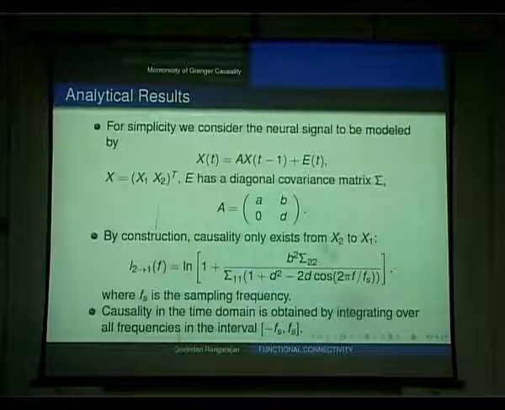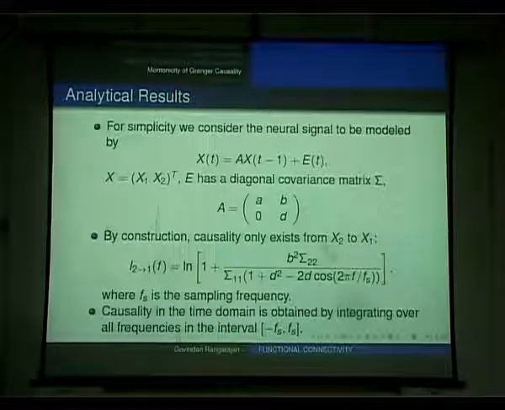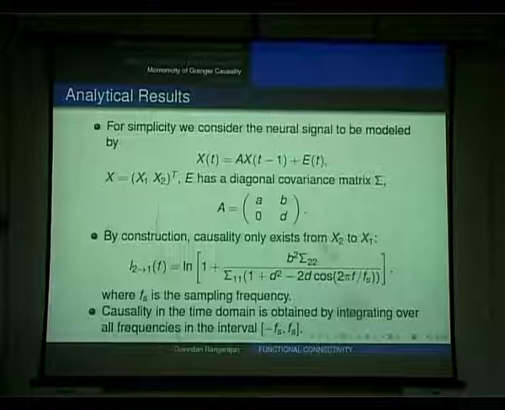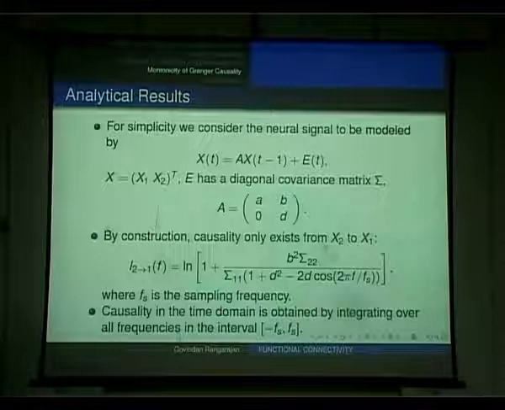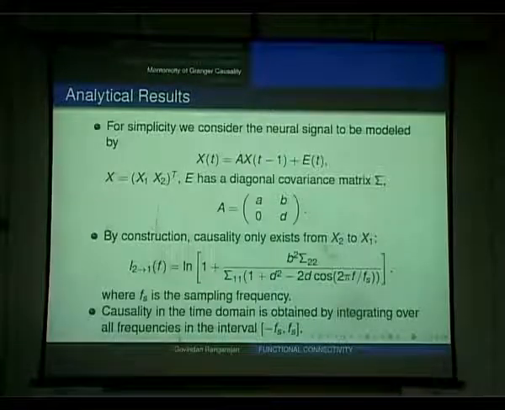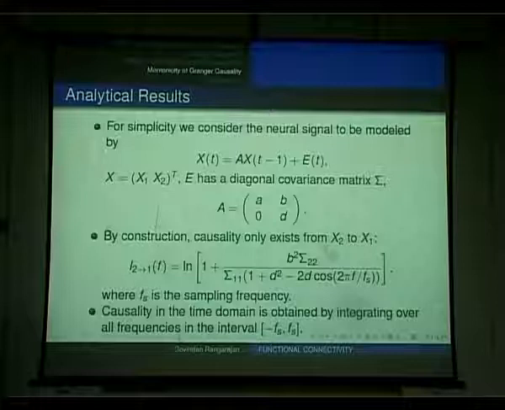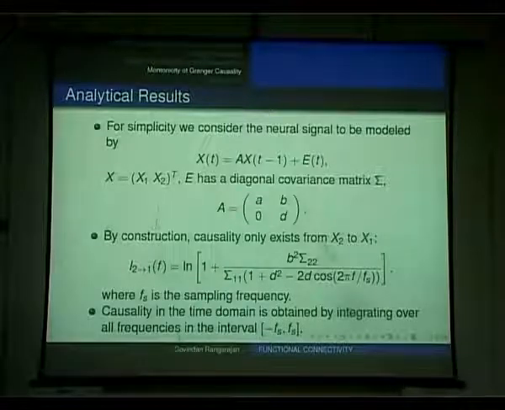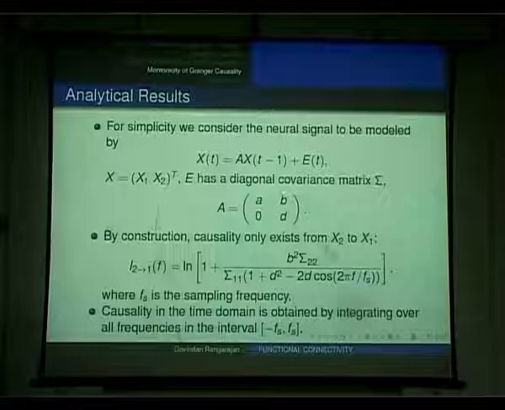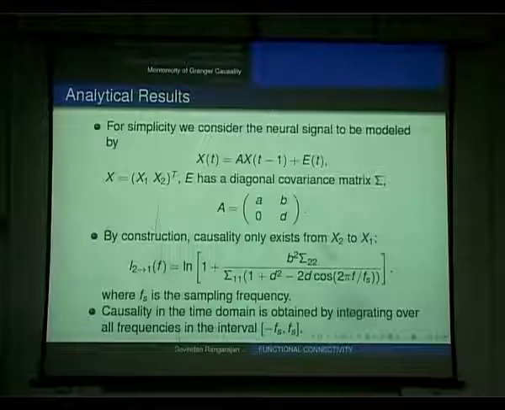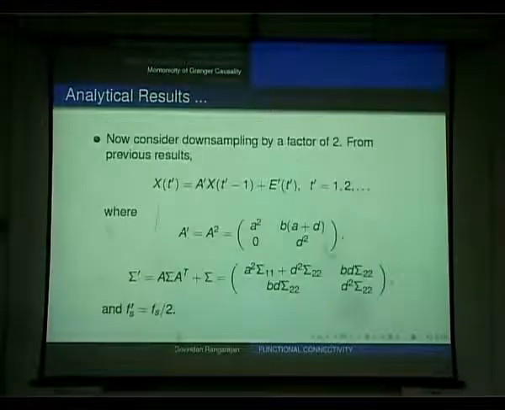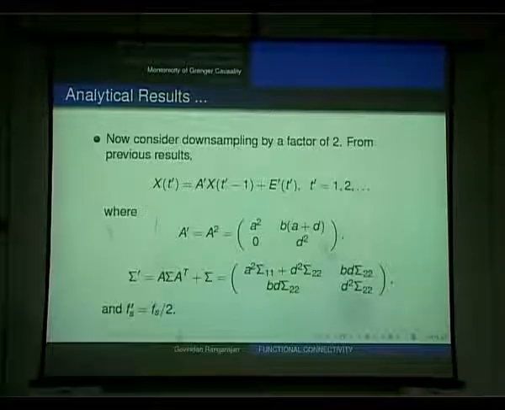So essentially, again looking at a neuronal signal which is being modeled by this autoregressive process. You are predicting x at time t using x at time t minus 1 with an error, and this is all for simplicity, you can do a more general analysis. By construction, causality exists only from 2 to 1; only this off diagonal term is non-zero, and this is the expression that you get. If you do the downsampling, as I said, you have to replace a by a prime, which is a squared. So this is what you get.